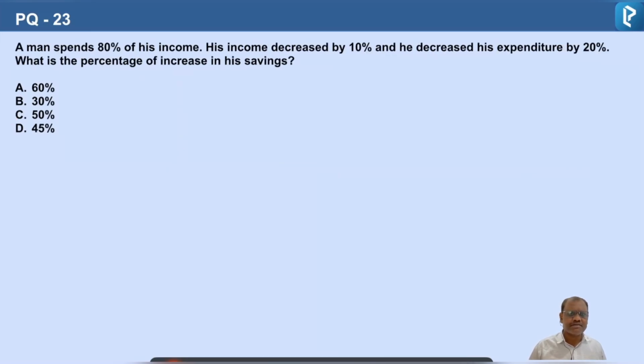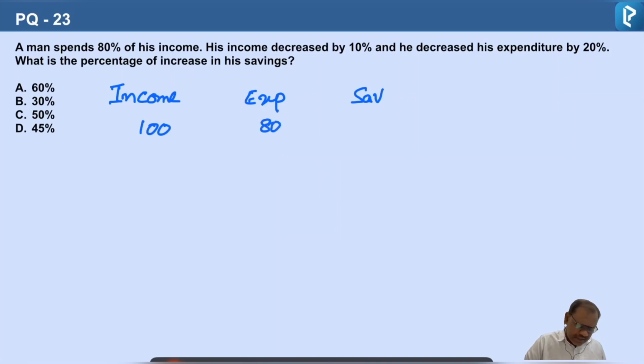Question number 23. A man spends 80% of his income. His income decreased by 10% and he decreased his expenditure by 20%. What is the percentage of increase in his savings? So let us write down the titles: income, expenditure and savings. Let us assume the income as 100. He is spending 80% of it, so 80. Savings will be 20. 100 minus 80 is 20.